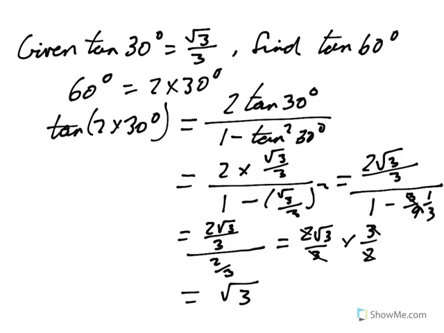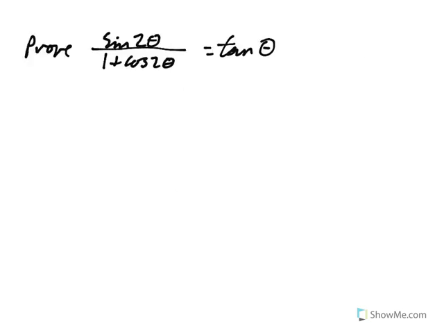Okay, so here's another little proof. You've got to prove sine 2 theta over 1 plus cos 2 theta equals tan theta. Now when we look at this, when you try and know where to start, you've got to start with the one that you can do the most with. The tan you can just change to sine on cos, and then that's kind of about it. The sine 2 theta and the cos 2 theta, we can do a lot with those.